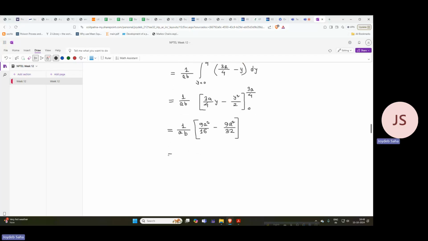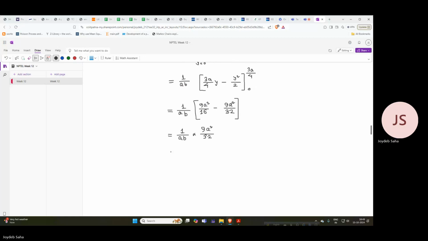Okay, and if we solve, we will get 1 upon ab multiplied with, this is 9a squared upon 32, which is equal to 9a upon 32b.